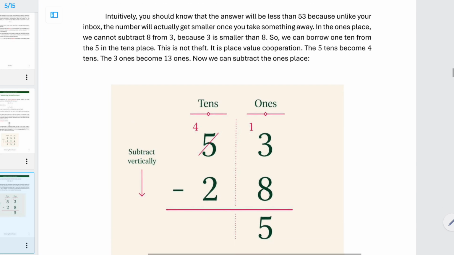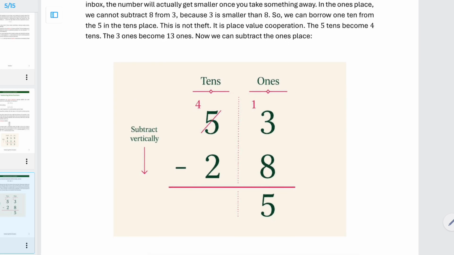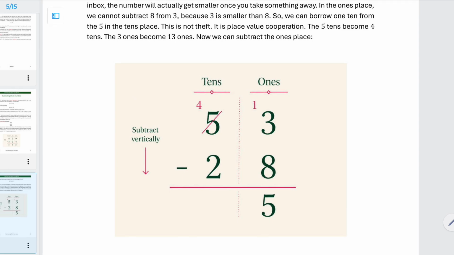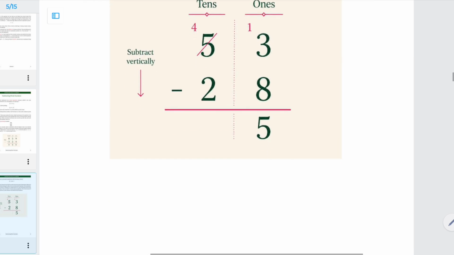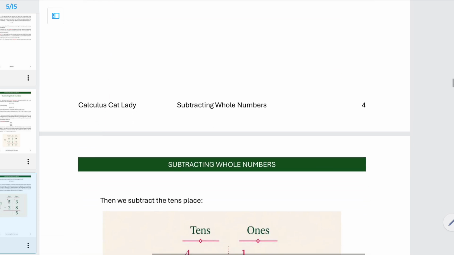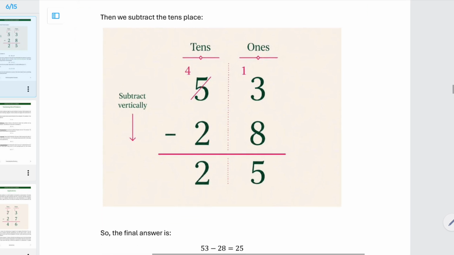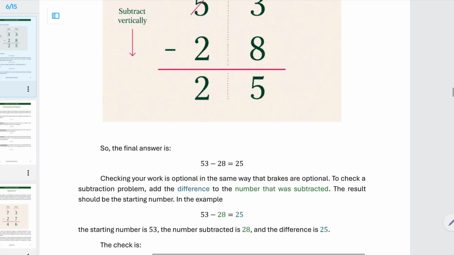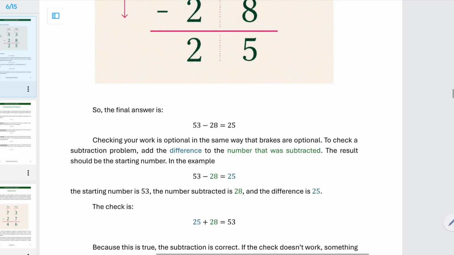So in the ones place, we cannot subtract 8 from 3 because 3 is smaller than 8. So we can borrow 10 from the 5 in the tens place. This is not theft, it is place value cooperation. The 5 tens become 4 tens. The 3 ones become 13 ones. Now we can subtract the ones place. Then we can subtract the tens place. So the final answer is 53 minus 28 equals 25.